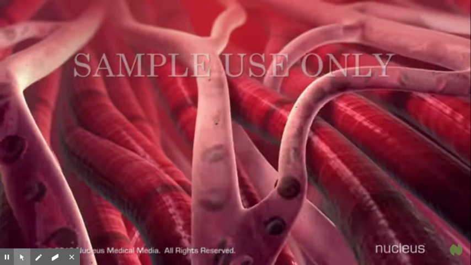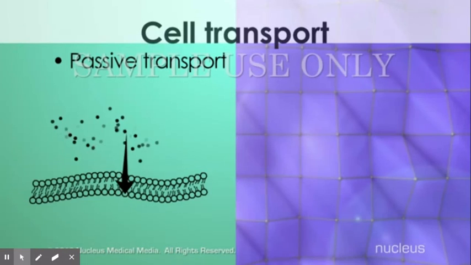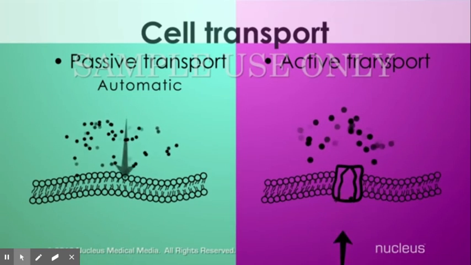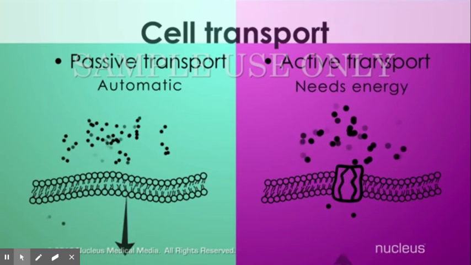So the main things to remember are: passive transport happens automatically with no energy required, while active transport needs energy for it to occur.